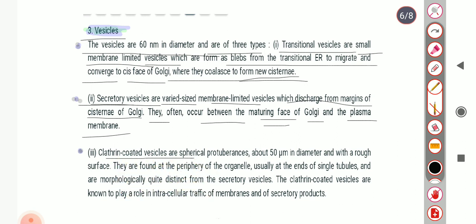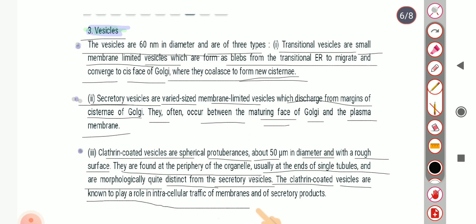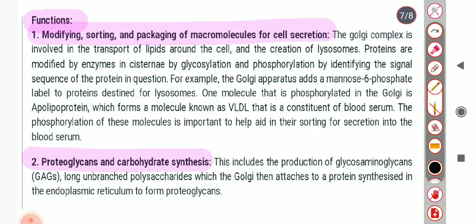Clathrin coated vesicles are spherical protuberances about 50 nanometers in diameter with a rough surface. I have also told you about the clathrin coated vesicles, which have a rough surface, and their main function is to elaborate membrane protein. They are found in the periphery of the organelle, usually at the end of a single tubule, and are morphologically quite distinct from secretory vesicles. Clathrin coated vesicles are known to play a role in the intracellular traffic of membrane and secretory product. Let's come to its function.